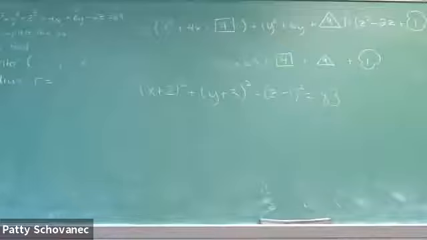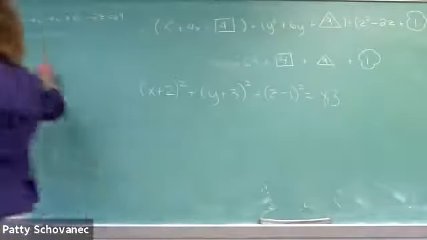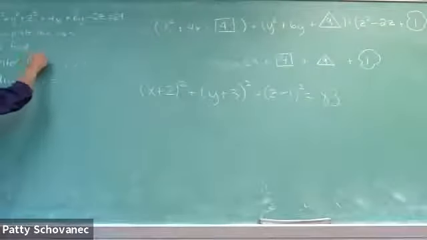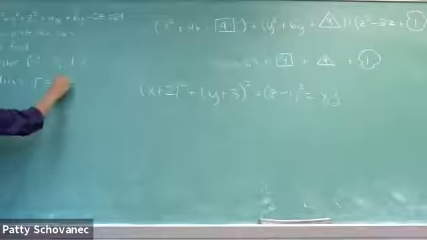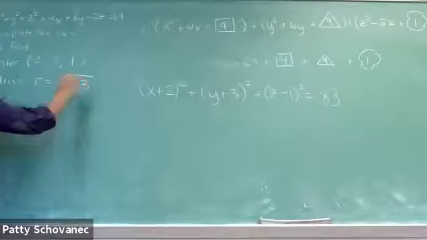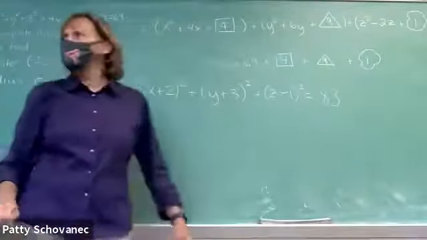Is that what you got? So my center is, give me the coordinates. -2, -3, 1. And my radius is just the square root of that number. Everybody get that one right?